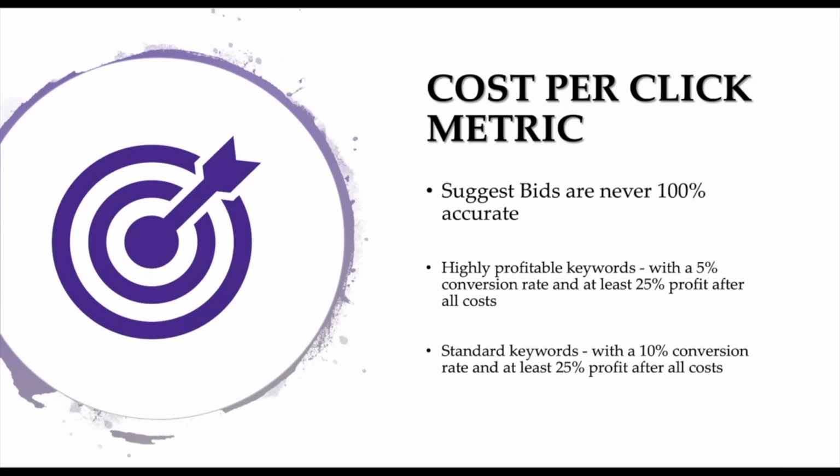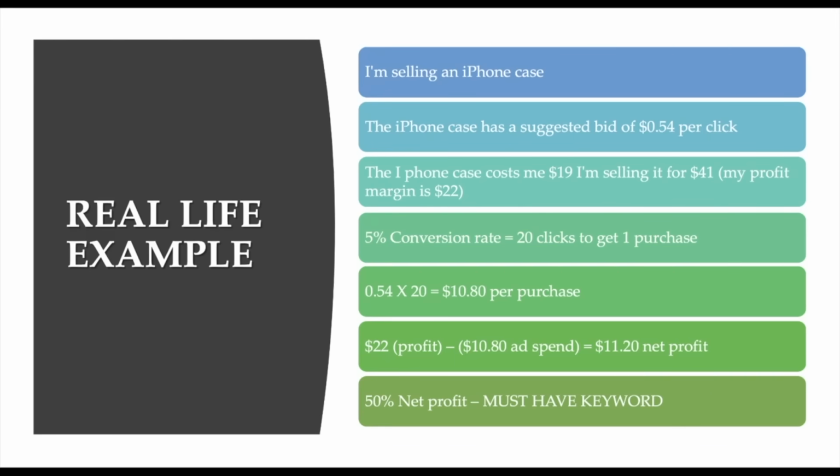Now, you're probably thinking, Cam, I don't even know what you're on about. That's why this slide's here, because I'm going to explain how it works. Let's say I'm selling an iPhone case. The iPhone case has a suggested bid of 0.54 cent per click. Then the iPhone case costs me $19. I'm selling it for $41. My profit margin is $22.